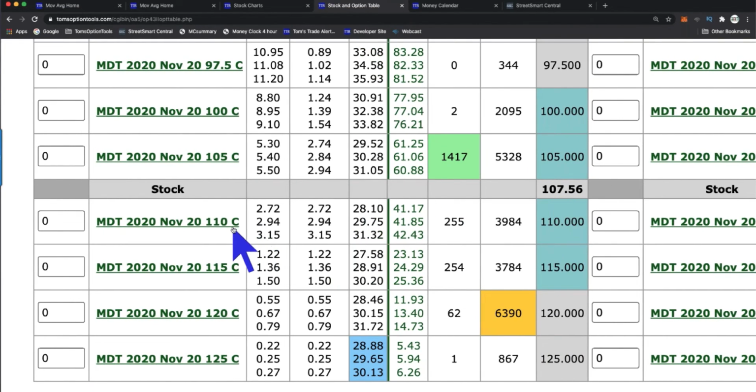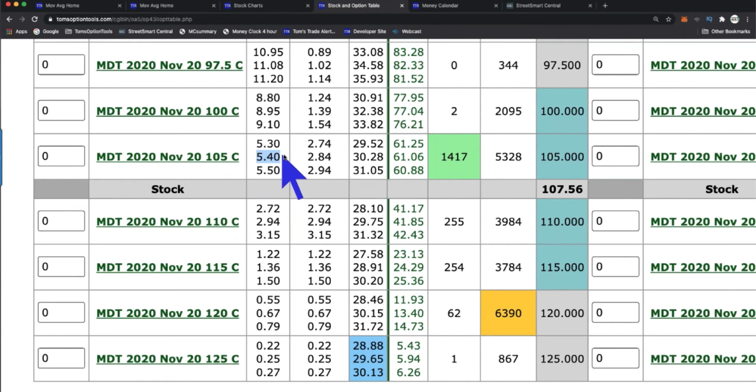Here you go. The 110 calls are $2.94. To get to 115, if we got to 115, they'd be worth a minimum of 5, right? So these would go up, risk 3 to make 2. Now, the 105s, you could be risking $5.40 to make $4.60. So that's closer.